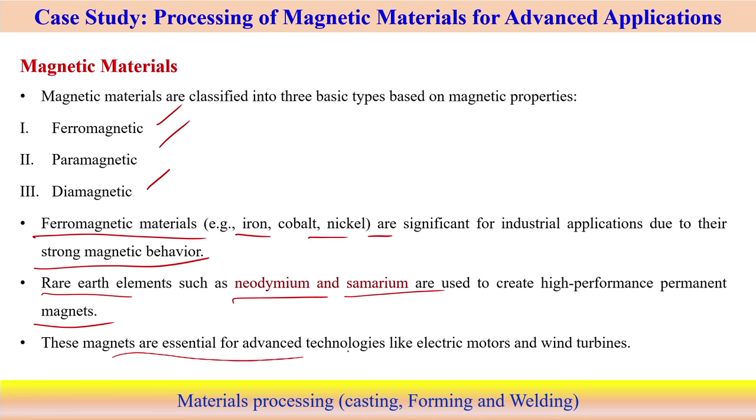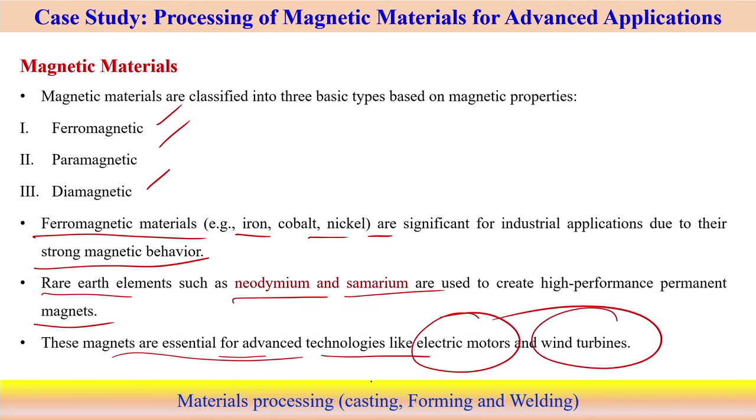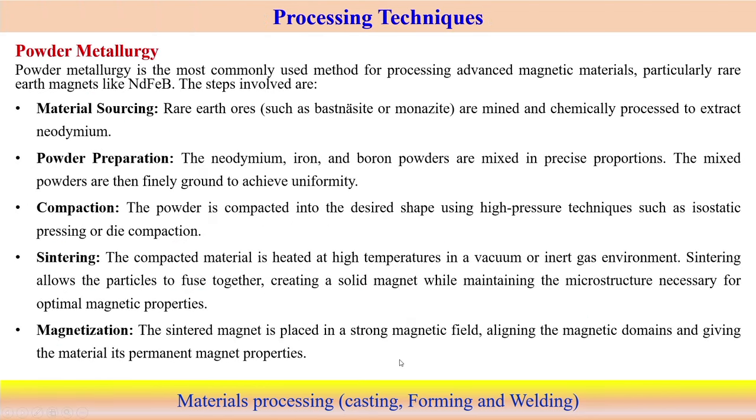Now all these magnetic materials are essential for advanced technologies, for example mainly electric motors and wind turbines. We can find this application of advanced magnetic materials. Now once we choose the magnetic material, the next step is the manufacturing processing technologies.